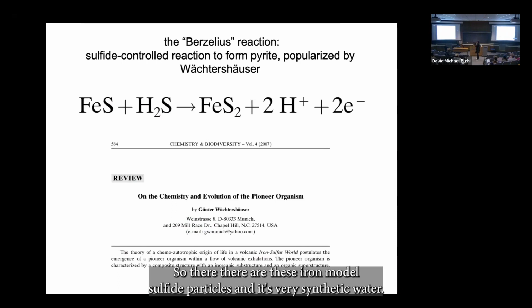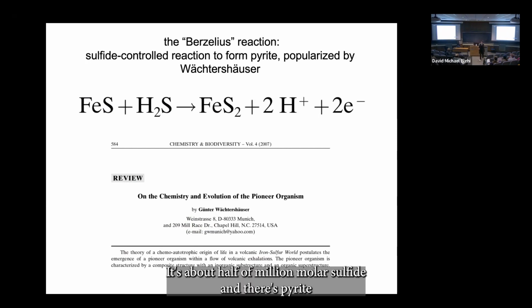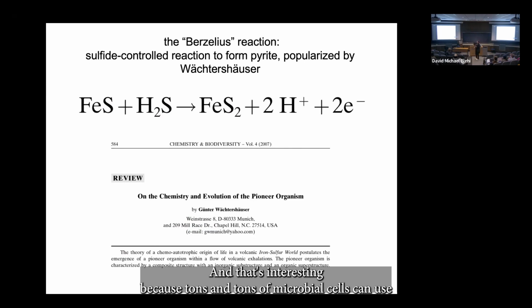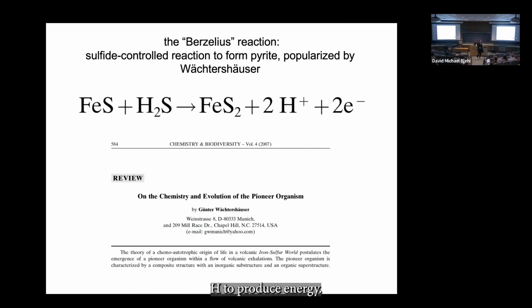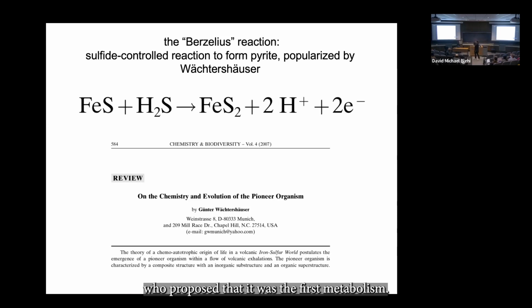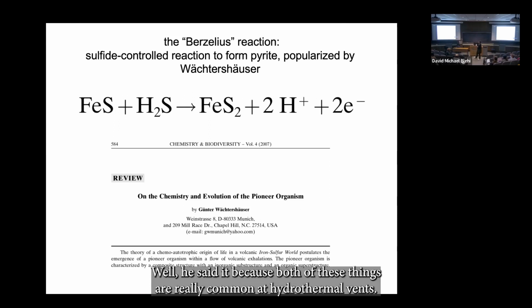So there are these iron monosulfide particles, and it's very sulfidic water. It's about half a millimolar sulfide, and there's pyrite precipitating in the biofilm, and you also get some H2 out of the deal, and that's interesting because tons and tons of microbial cells can use H2 to produce energy. And so this is called the Berzelius reaction. It was made popular by Günter Wächtershäuser in the 80s, who proposed that it was the first metabolism. Why did he say that? Well, he said it because both of these things are really common at hydrothermal vents.